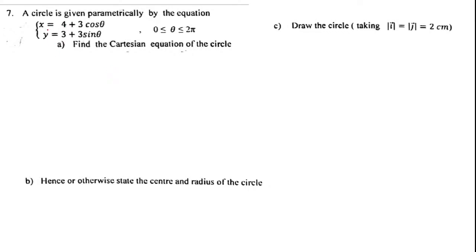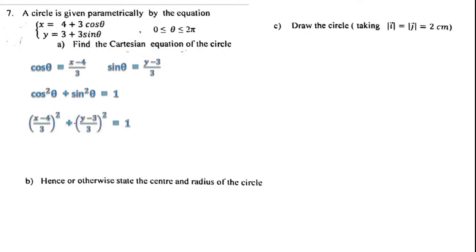So from here, we'll start by making cos theta the subject of the formula. Cos theta will be equal to (x minus 4) on 3. Then making sin theta the subject of the second one, sin theta will be equal to (y minus 3) on 3. From trigonometry, we know that cos squared theta plus sin squared theta equals 1. So this will imply that ((x minus 4) on 3) squared plus ((y minus 3) on 3) squared should be equal to 1. That is trigonometry. Now the denominator is 3, or let's say 3 squared.